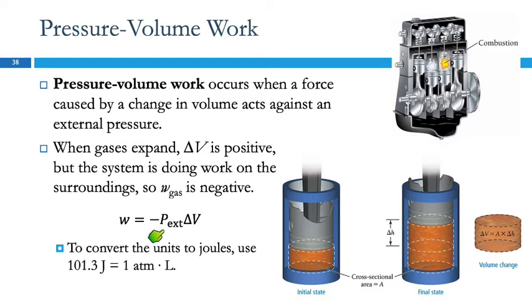The units we end up with here, pressure in atmospheres times change in volume in liters, we get atmosphere liter, which doesn't sound like an energy unit, does it? It actually is. We can convert that to joules using this guy here. 1 atmosphere times liter is equal to 101.3 joules. I don't expect you to remember that, but just try to remember there is a conversion.